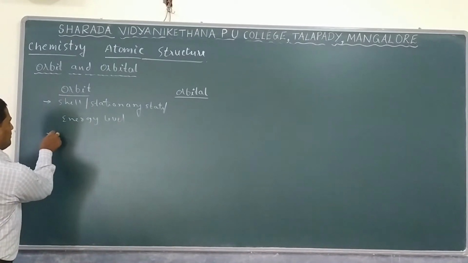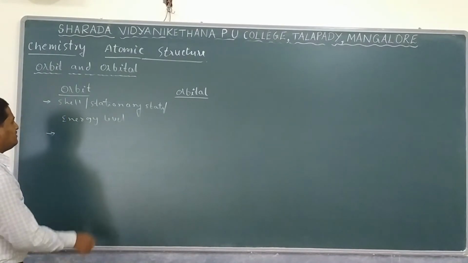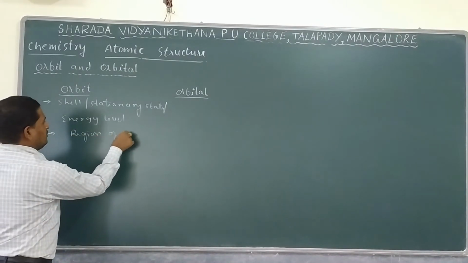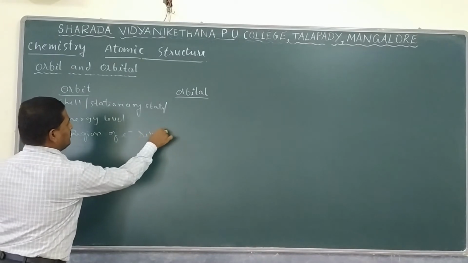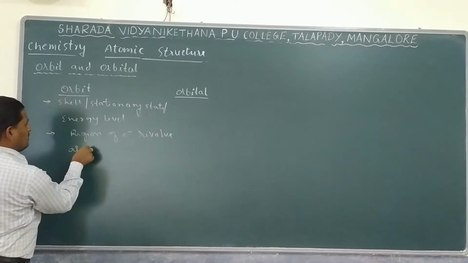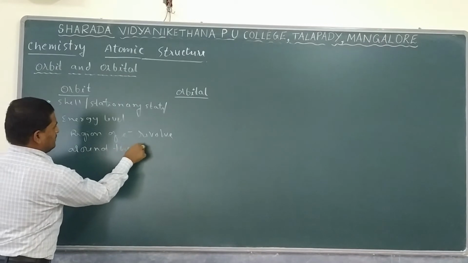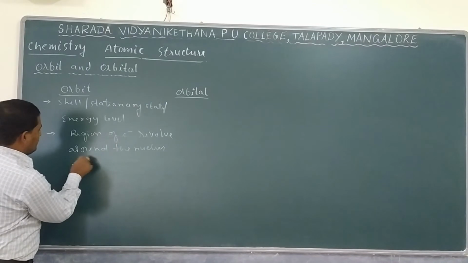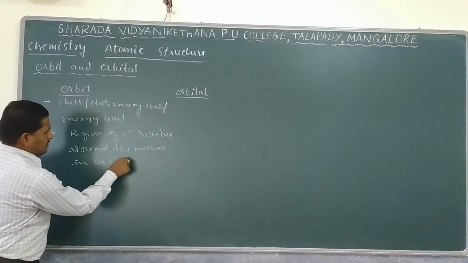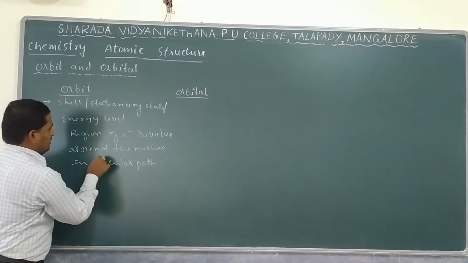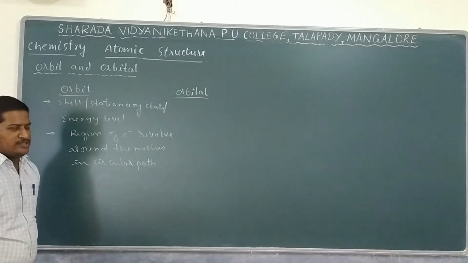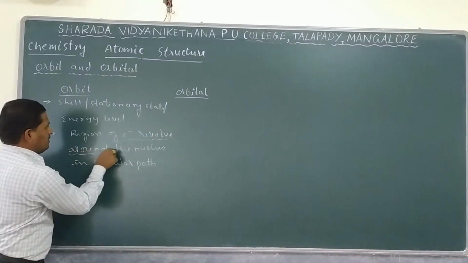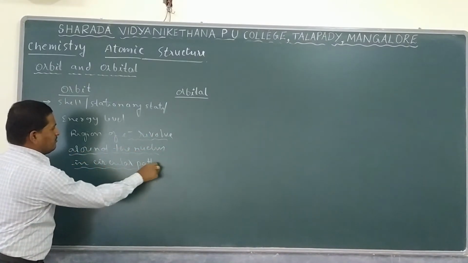What is this orbit or shell or energy level? This tells about the region of electron where it revolves around the nucleus. It is a region where the electrons revolve around the nucleus in a circular path. So that is the condition observed in case of an orbit. So orbit is the region where electrons revolve around the nucleus in a circular path.